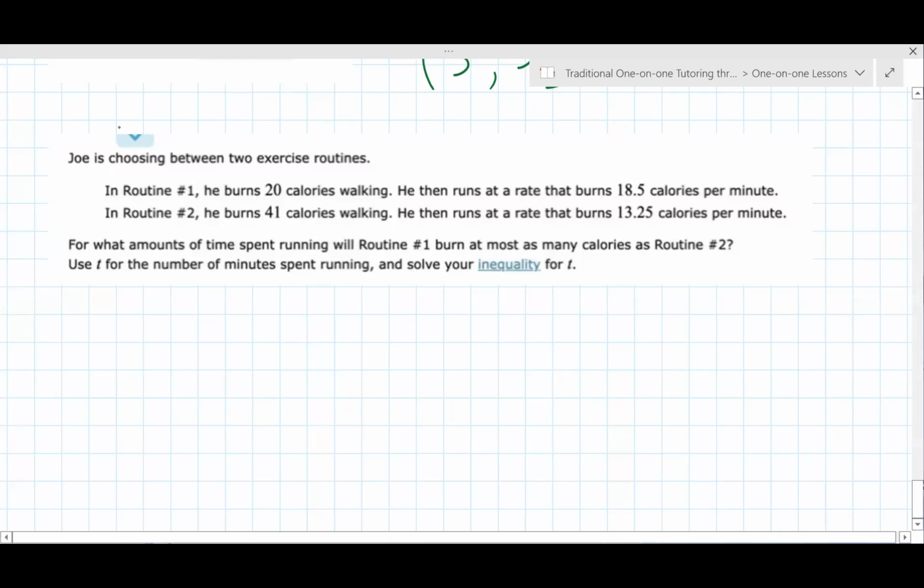All right, Joe is choosing between 2 exercise routines. In routine number 1, he burns 20 calories walking. He then runs at a rate that burns 18.5 calories per minute. So they're giving you the fixed and then the variable. So it's 20 plus 18.5 T, you have to use their letters. And then for 2, it's 41 plus 13.25 T.